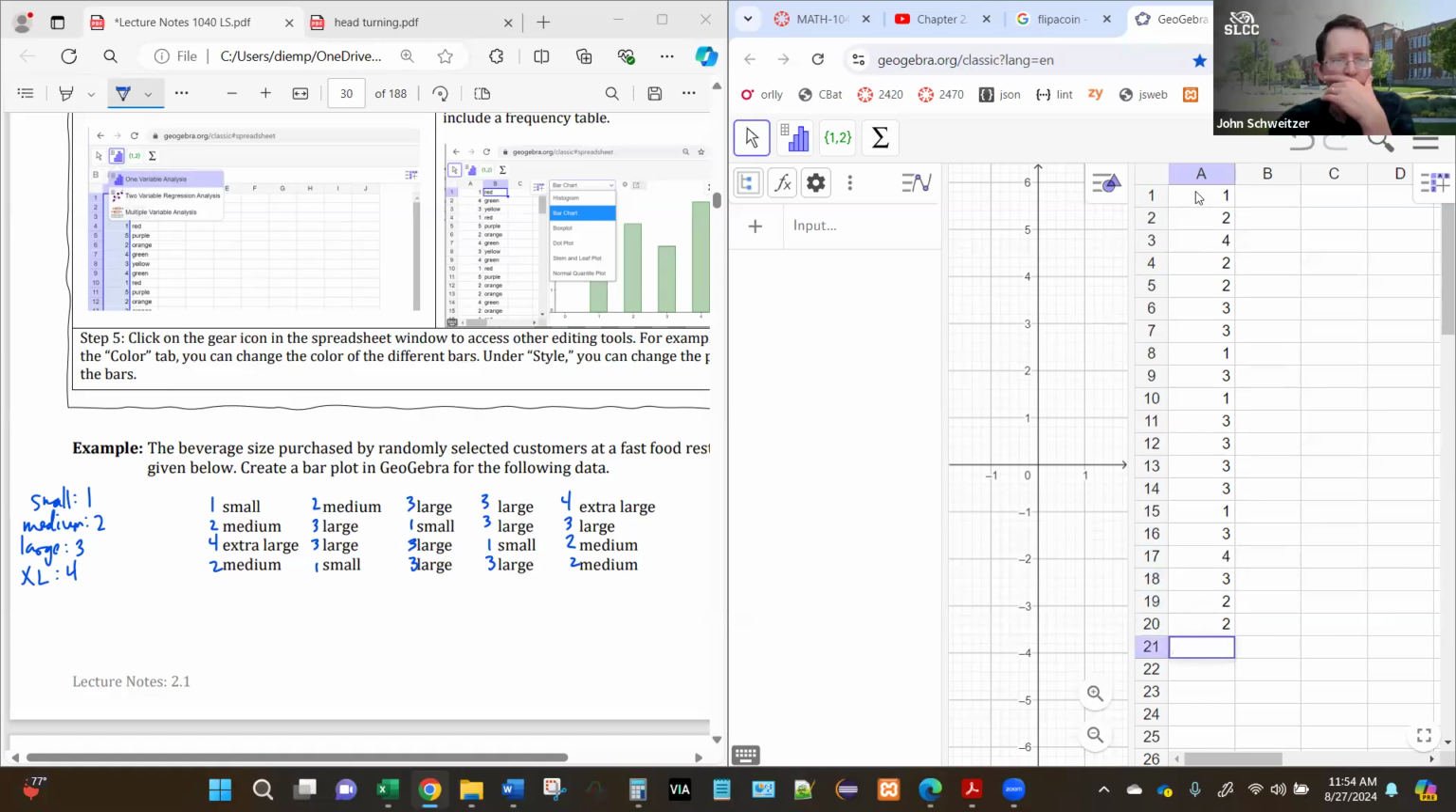Okay, and it looks like we have 20. Please let me know if I miss any of the numbers. It's really easy to do that. Okay, so we put the numbers into column A, and we're ready to go. I'll give you a minute to catch up if you're trying to do this along with me.